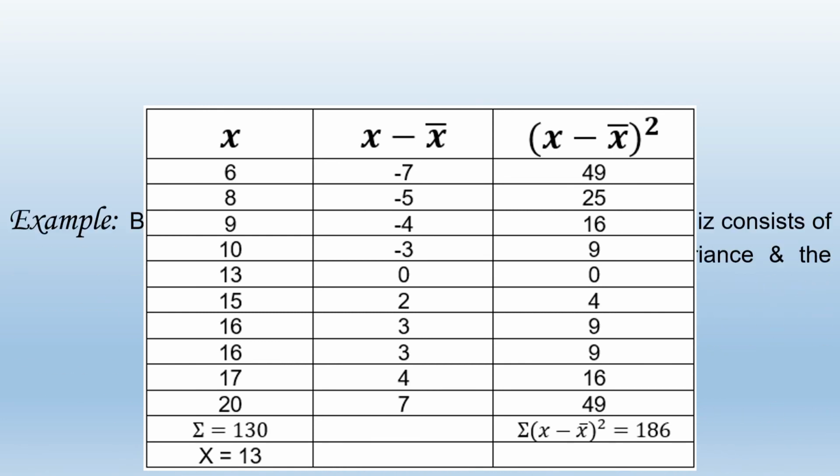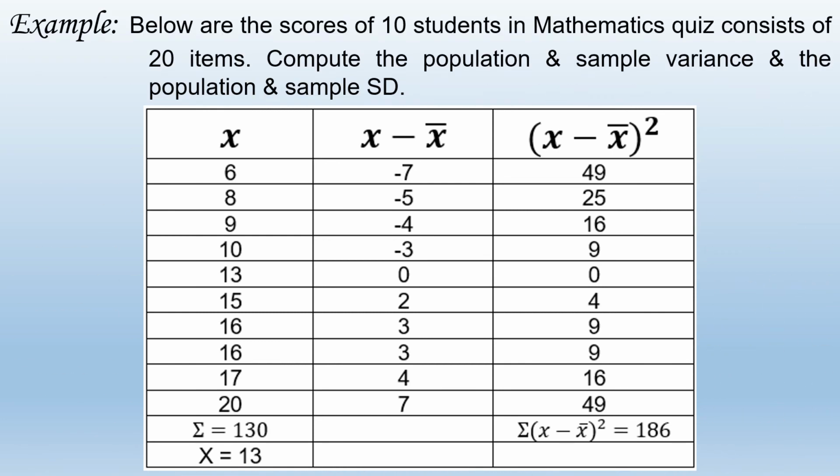Okay, now let's look at an example for us to get the value of our variance and standard deviation. Below are the scores of 10 students in a mathematics quiz consisting of 20 items. We have to compute the population and sample variance and the population and sample standard deviation. So try to look at the table and I would like you to compute on your own.